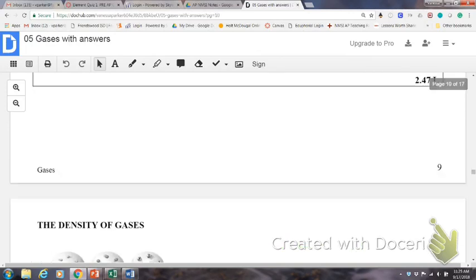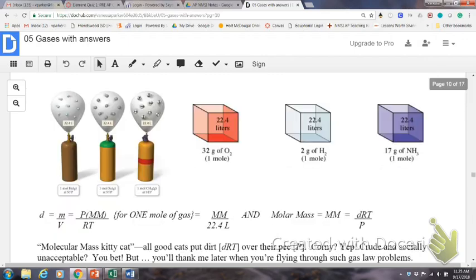Okay, so that brings us to density of gases. When we're talking about the density of gases, we're talking about grams per liter because gases are not very dense. So based on that, you can use this equation right here to solve for the molar mass. I've already talked about it being the kitty cat equation, but this is what we want to use. Of course, if they give you molar mass and they want you to solve for the density, you can rearrange that equation and solve for density as well.